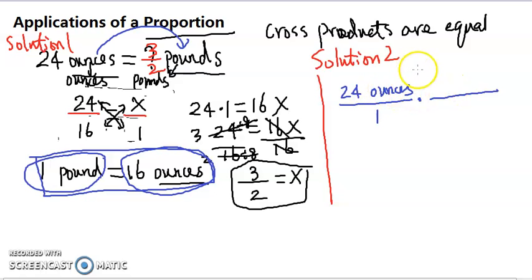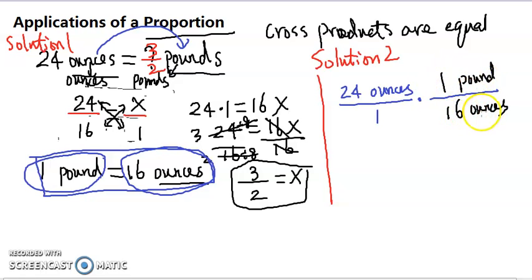If you want to cancel the ounce, you must have an ounce in the bottom so you can cancel. So that's why we're going to put ounces on the bottom, which is the 16 ounces. So we're going to put the right hand side of 16 ounces on the bottom, and the other one has to go on the top. Again, what are we doing? 1 pound on the top, 16 ounces on the bottom.